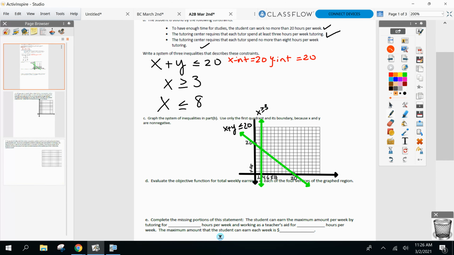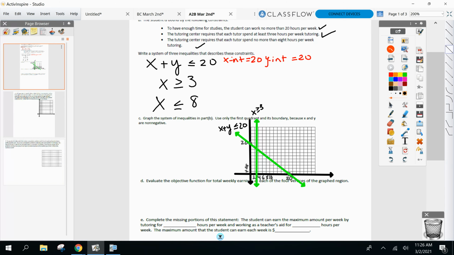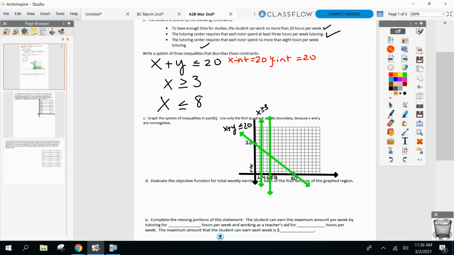And then go ahead and do 8 while you're at it. Another vertical line going through 8. It's got to be greater than 3, but less than 8. So hopefully you guys see we are going to be shading in between, and below. We're going to end up shading in between your vertical lines and below the diagonal one.